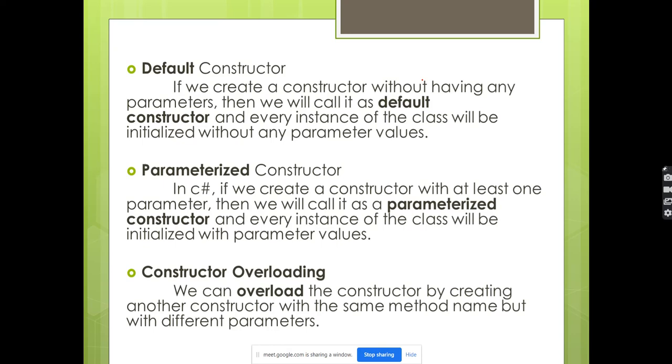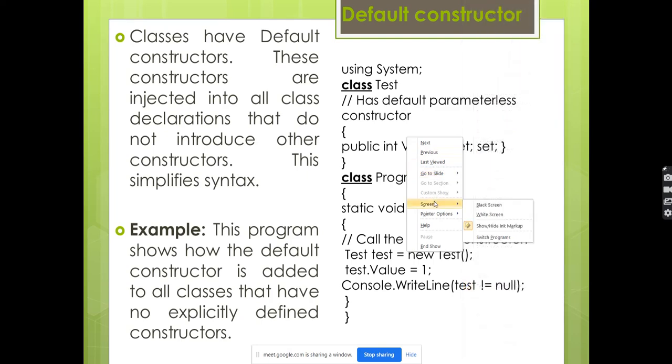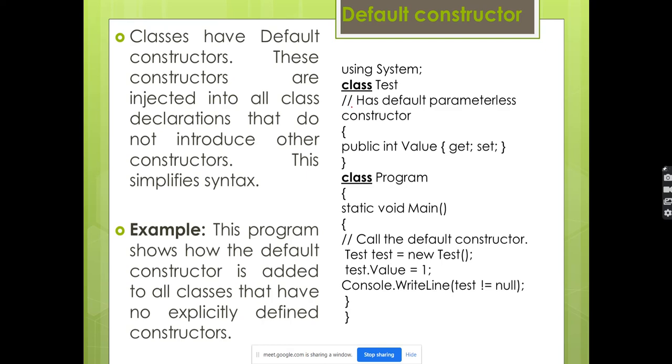Okay, so here we can see an example for the default constructors. These constructors are injected into all the classes that do not declare another constructor. You can see here, this is the constructor, right? This is the class Test. In the class, the constructor has the same name as the class.